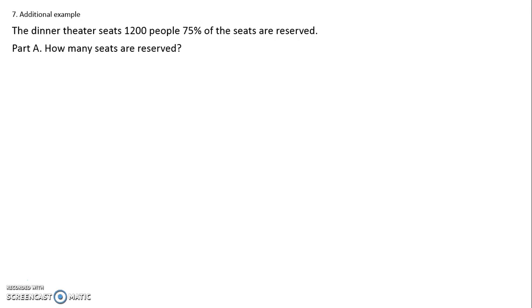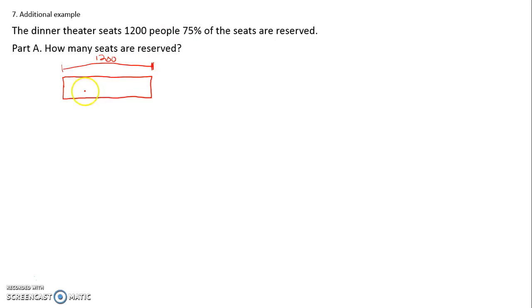Okay, so what I would do if this was me, I would take a look at a tape diagram because I happen to love them. But there's lots of ways to go about this problem. So I would take a look at a tape diagram. I'd say, okay, the total theater holds 1,200 people. 75% of those seats were reserved.